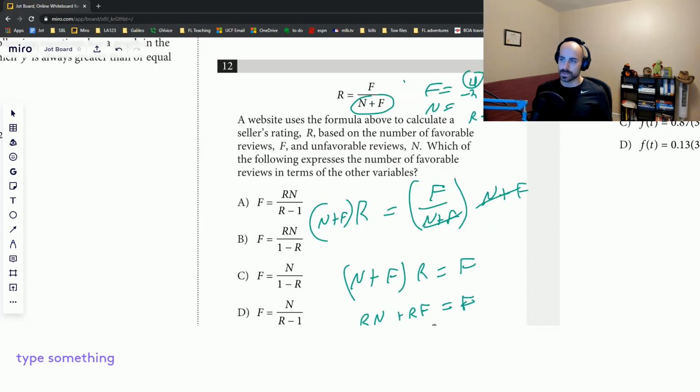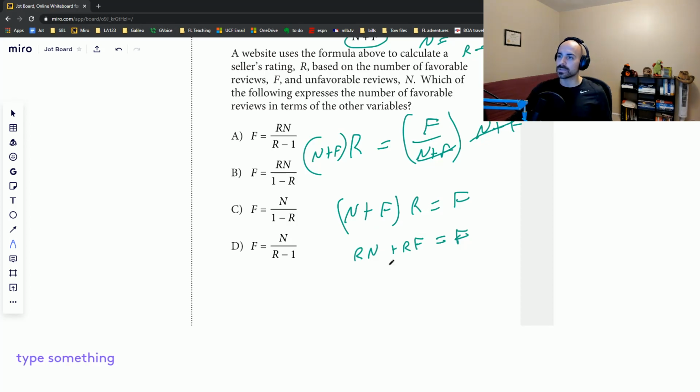Okay, nice. Now what we can do is try and get our f's back to one side, now that it's going to be linear. Because remember, yes, they were on the same side on top, but they were in a fraction. Now that it's all linear, it's easier to work with. So we have our Rn would equal f minus Rf.